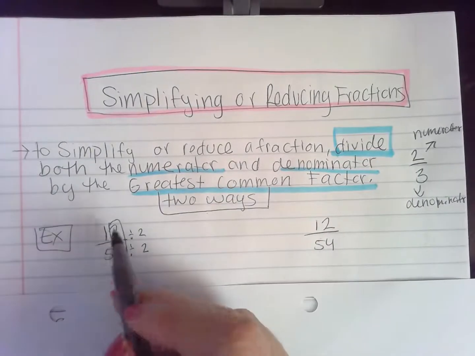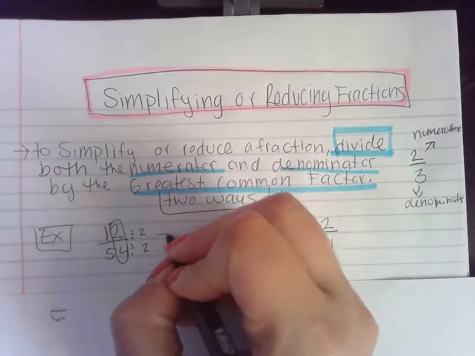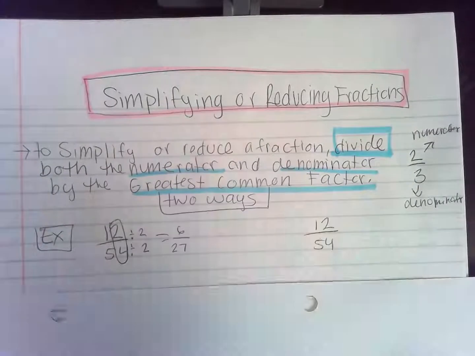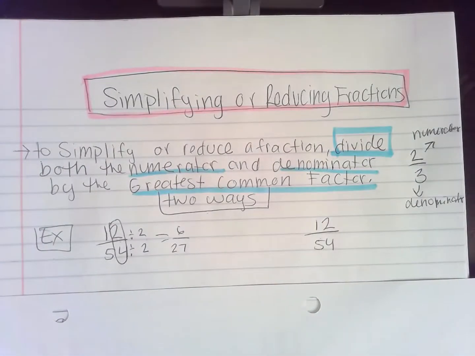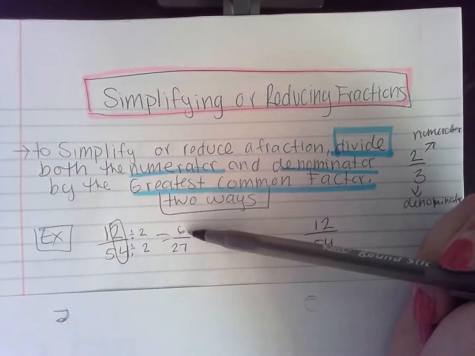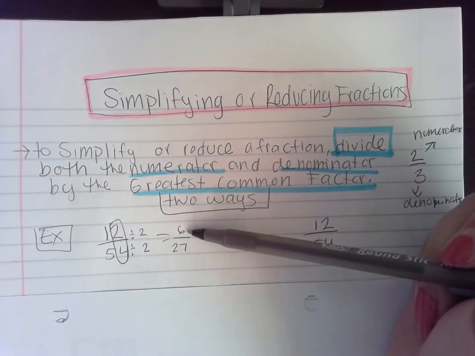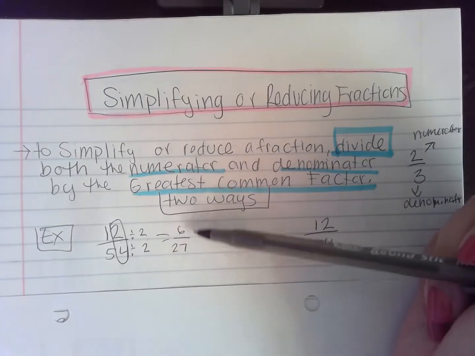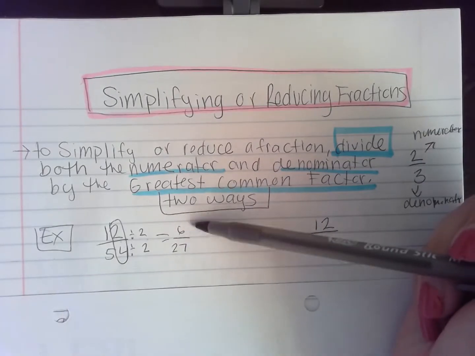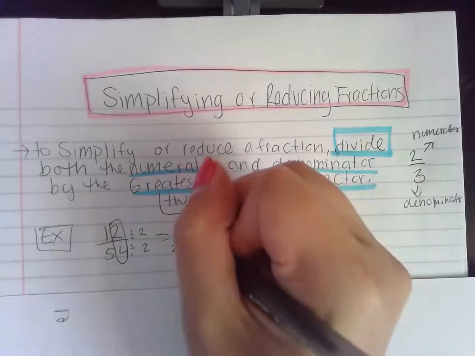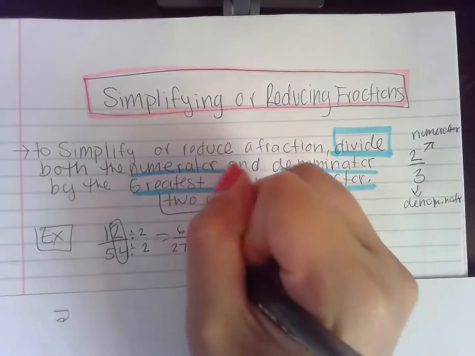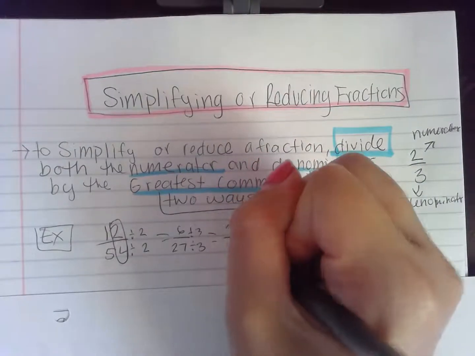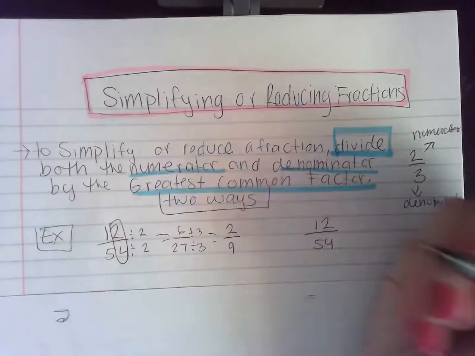If I reduce this by 2, 12 divided by 2 will give me 6. 54 divided by 2 will simply give me 27. Now I need to take a look at this fraction, and I have the factors of 6 are 3 and 2, and the factors of 27 are 9 and 3. So I know that they have a common factor of 3, so I still have to reduce this by their common factor, which is 3. 6 divided by 3 will give me 2, and 27 divided by 3 will give me 9.